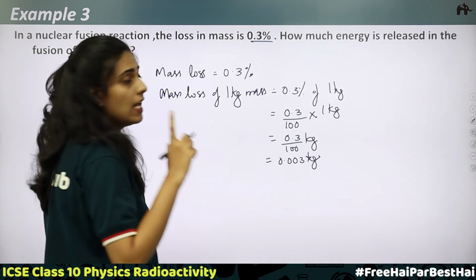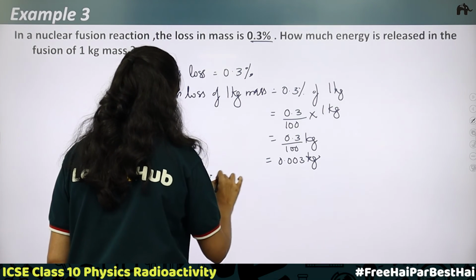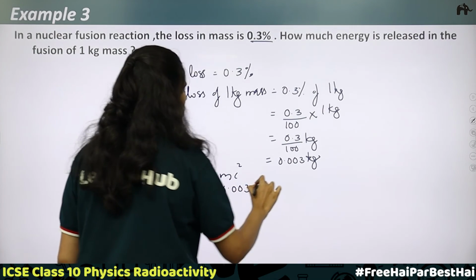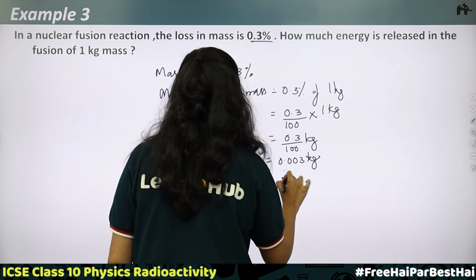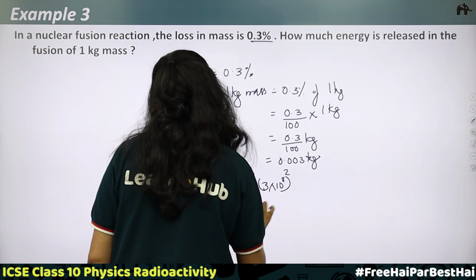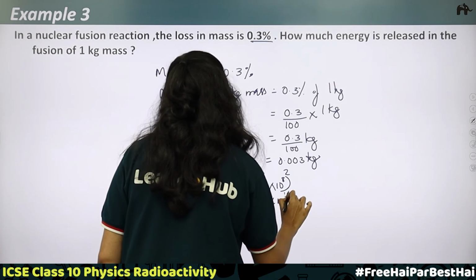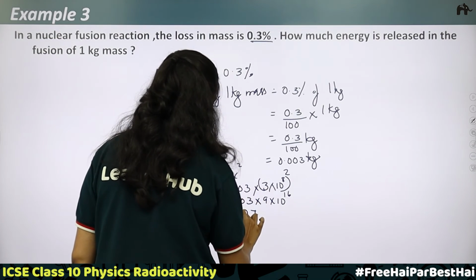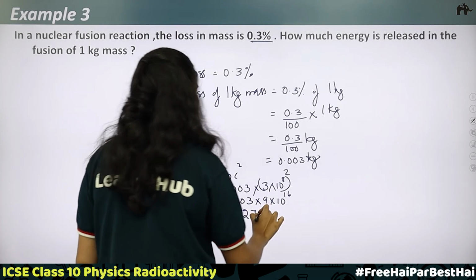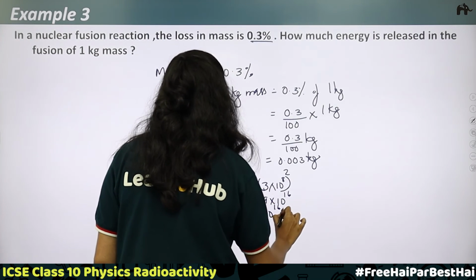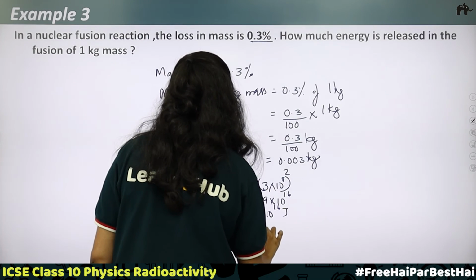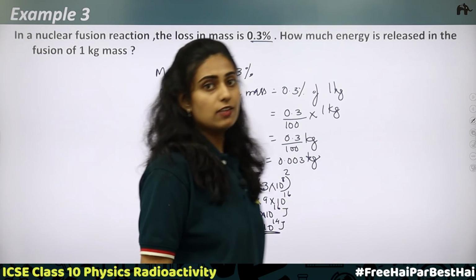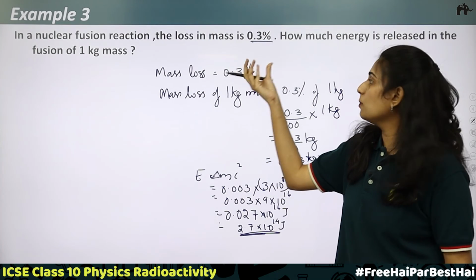Now we have to find the energy that is released. We have energy equal to mc square, equal to 0.003 into 3 into 10 raised to 8 whole square, equal to 0.003 into 9 into 10 raised to 16. 9 into 3 is 27. We put the decimal over here, into 10 raised to 16 joules, which is equal to 2.7 into 10 raised to 14 joules. So this is the energy released if the mass loss is 0.3%.